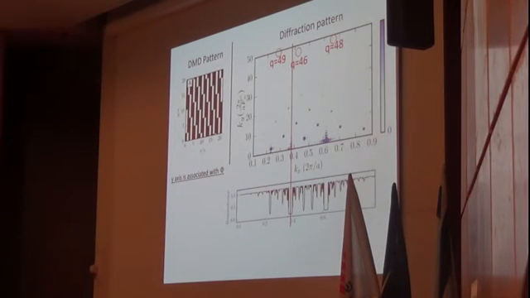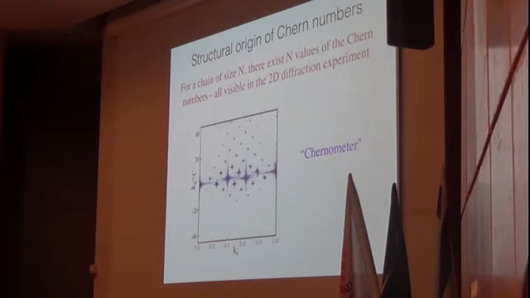Here you see the whole picture. If you have a chain of size n, in fact you see n values of the Chern numbers. Here you see 89 Chern numbers. So this is an experiment where you can measure Chern numbers up to 89, whereas for spectral measurements you can see 2, 3, 4, 5. Here you see all of them in one short experiment. So this is the measurement.